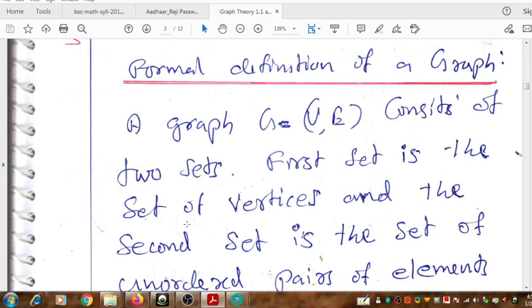Now we are going to see the formal definition of graphs. You can see this kind of definition in the first section of any graph theory book, because without this definition nobody can study graphs and graph theory. And this is the standardized definition.